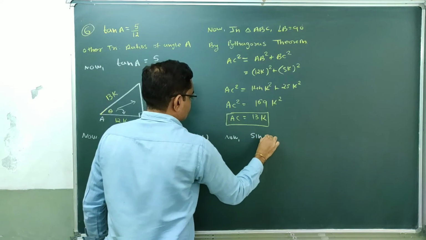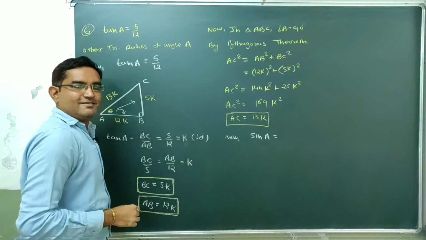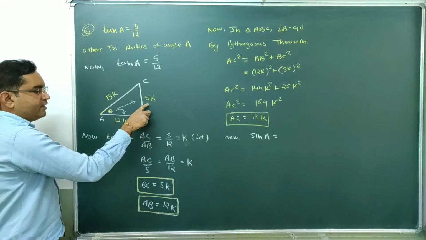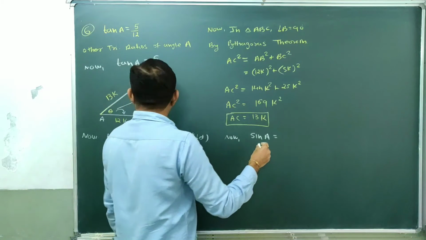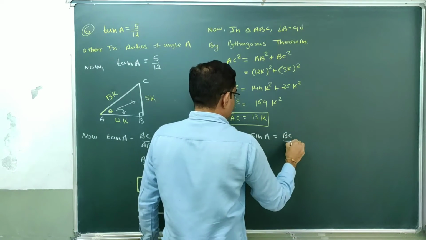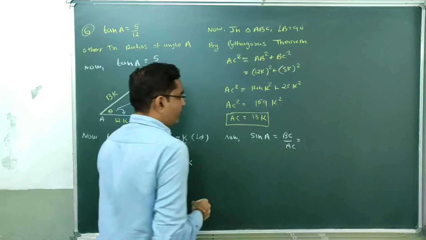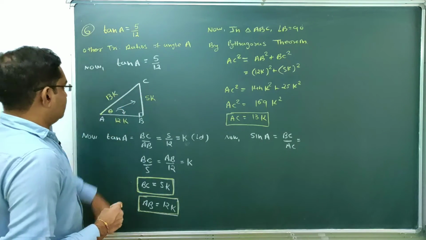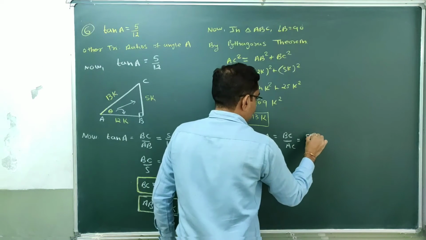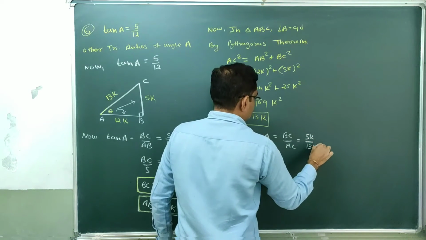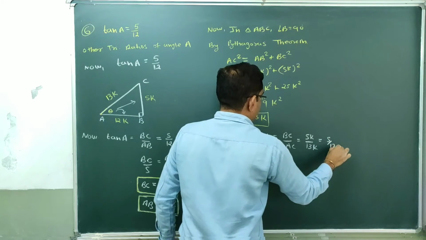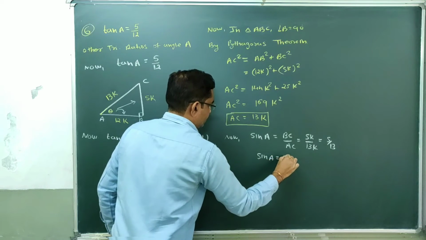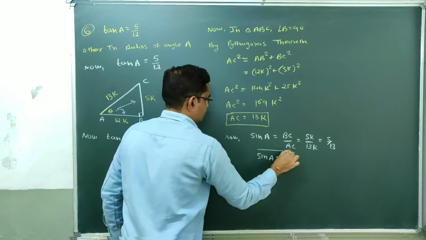So it's sin A. What is the definition of the trigonometric ratio sin A? It's the opposite side by hypotenuse, BC upon AC. Opposite side is 5K, hypotenuse is 13K. So 5K by 13K, it's 5 by 13. And hence sin A is 5 by 13.